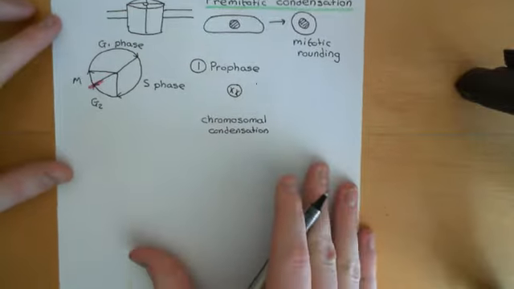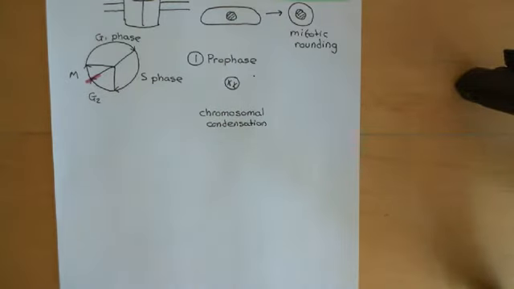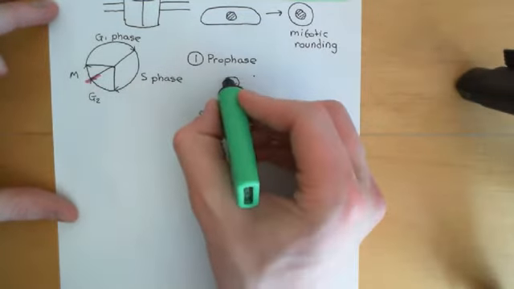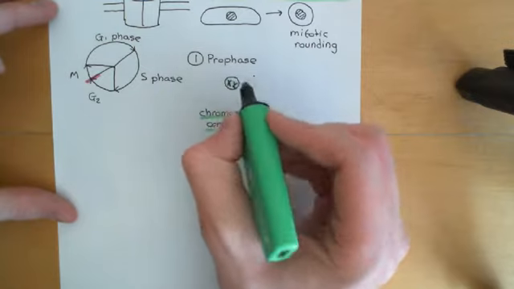Then the other major thing that occurs in prophase, and I'll just highlight this. So chromosomal condensation is shown here by those sister chromatids now being visible here.